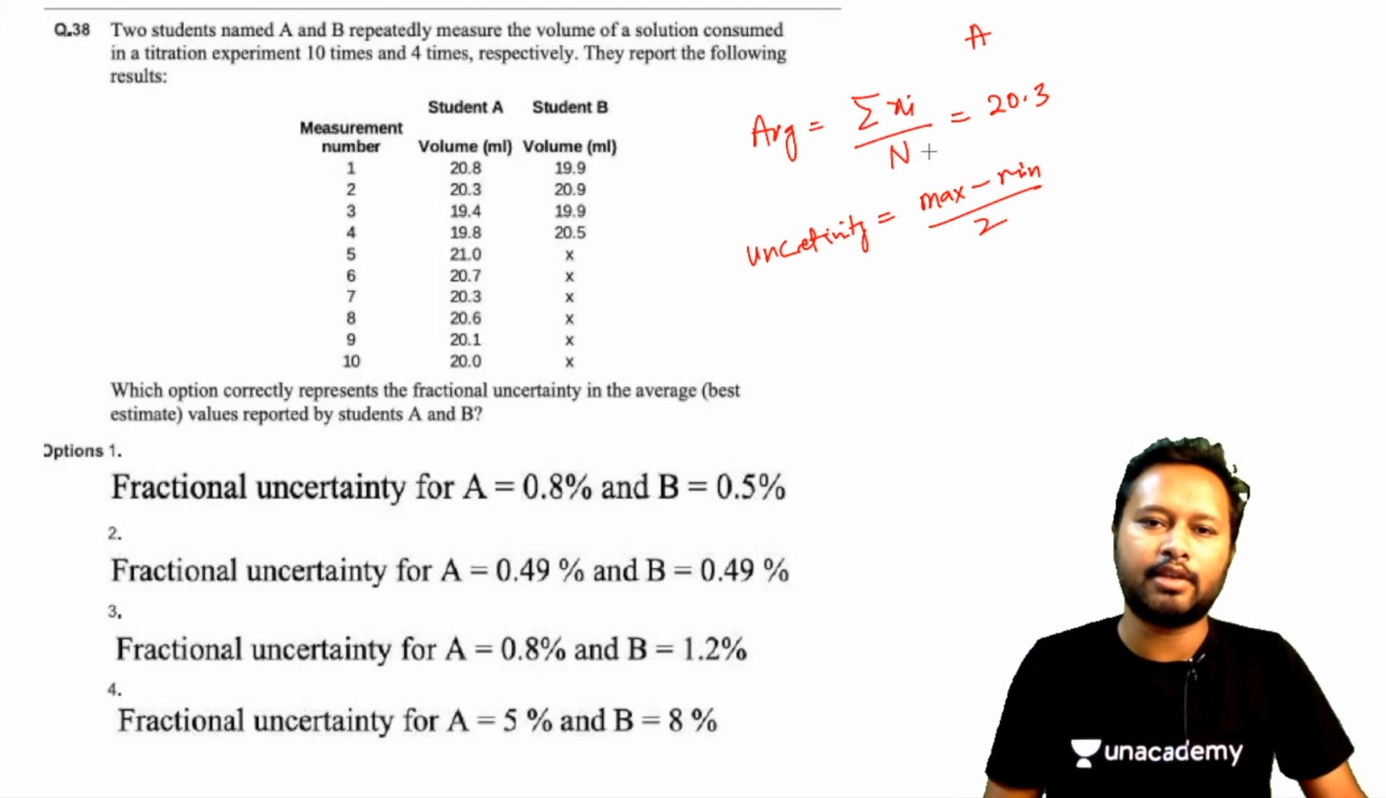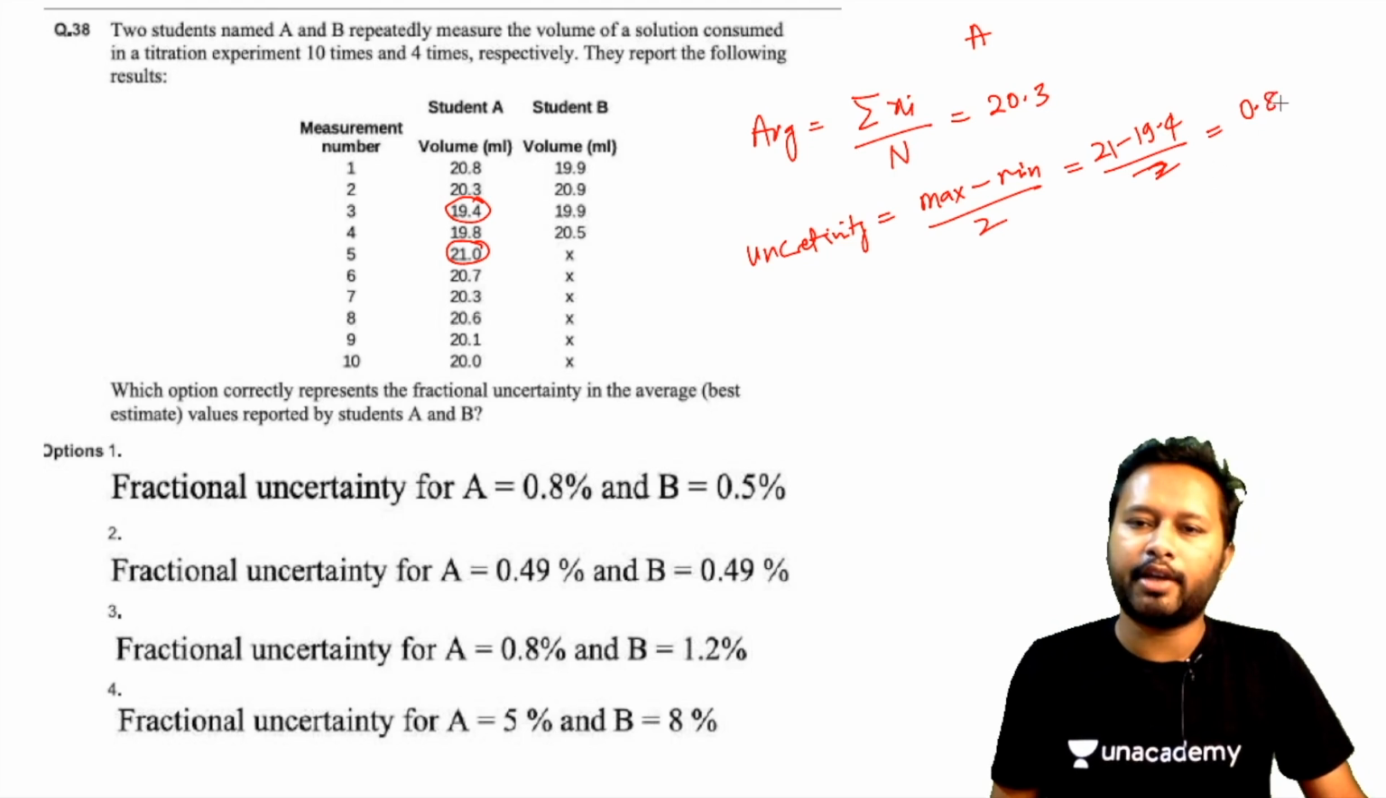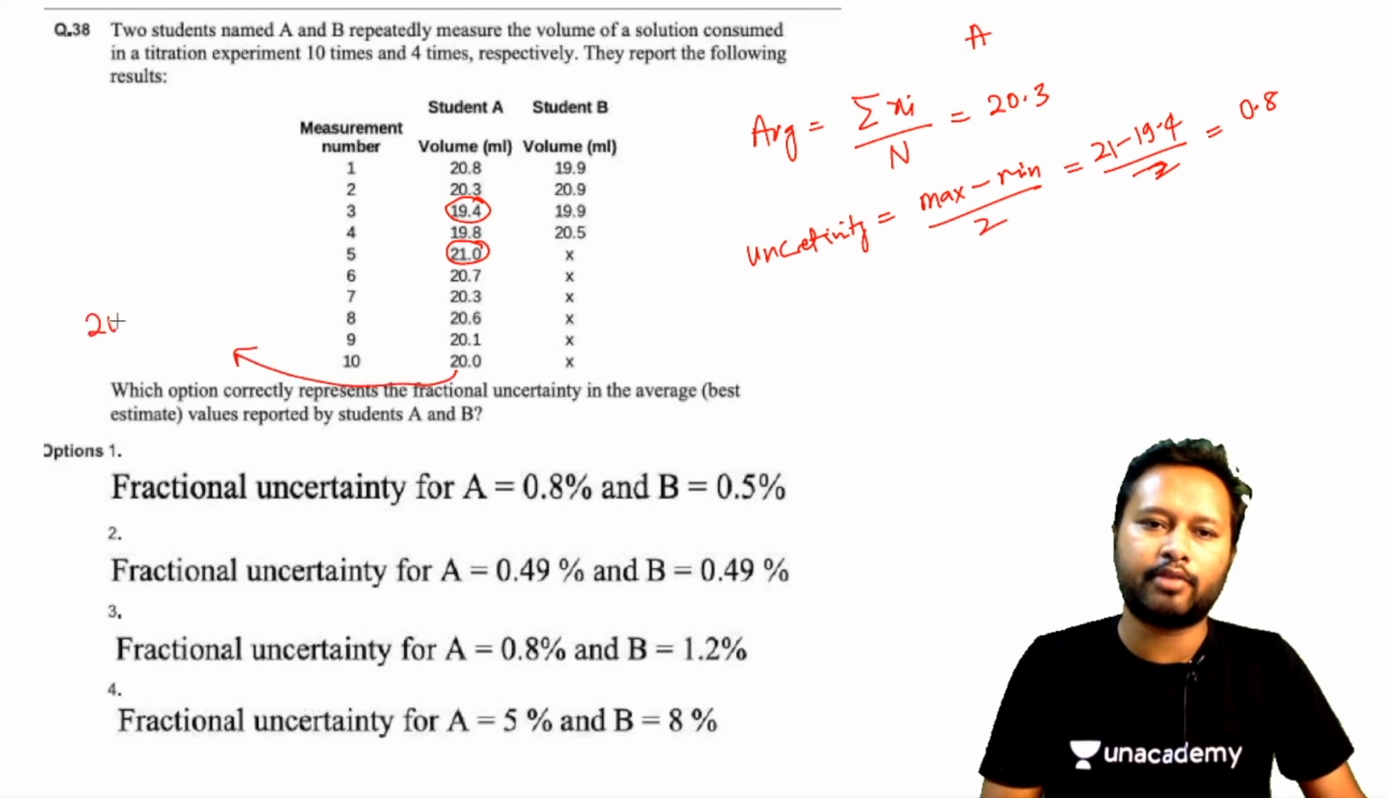So here for A, the maximum value it reaches is 21 and the minimum value is 19.4. So 21 minus 19.4, divided by 2, makes it 0.8. So 0.8 is your uncertainty over here. So the reading according to student A should be written as 20.3 plus minus 0.8.